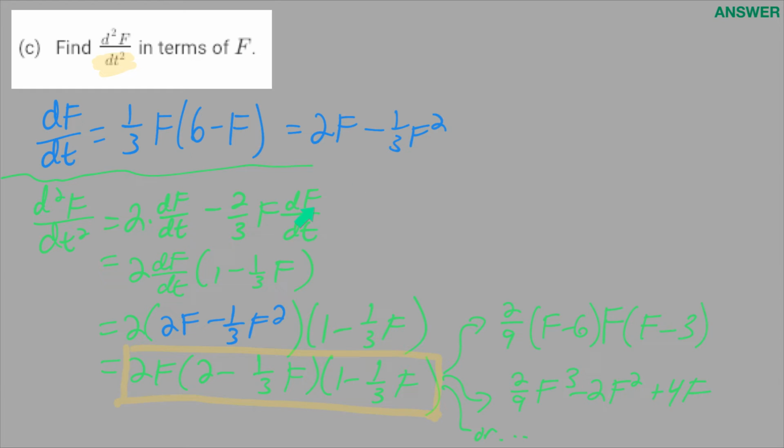negative 2/3 f df/dt. If you factor out the df/dt, you wind up with df/dt substituted, which is what you were given originally, 2f minus 1/3 f squared. Doing a little bit of simplifying, there were lots of different but correct answers. You didn't have to have yours look like this, but something along the lines of any of these is correct.